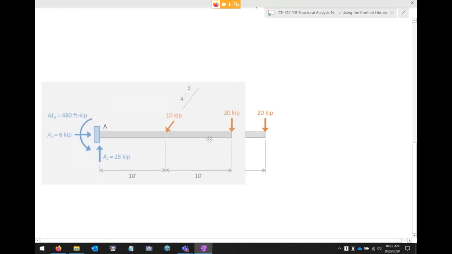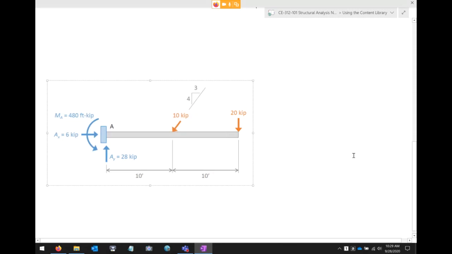All right, so this is example 5. Again, we've done this example before. This example was a cantilevered beam problem. Now there was an inclined load with this problem, and that doesn't really make things complicated, but we do need to handle that inclined load.